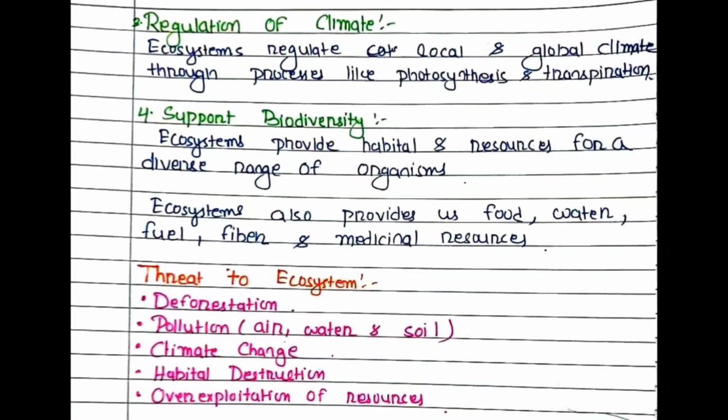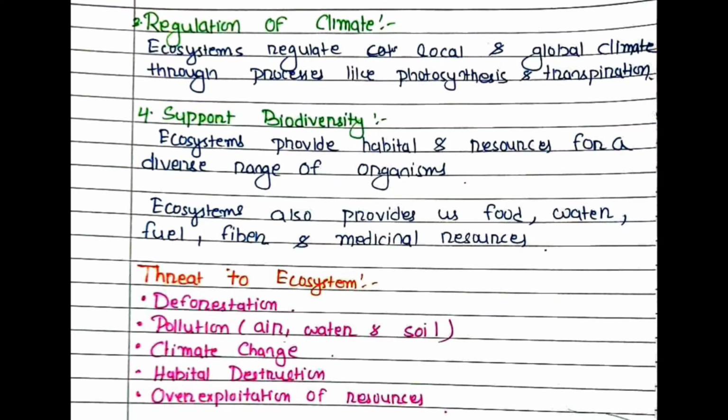Then the regulation of the climate. The ecosystems regulate the local and global climate through processes like photosynthesis or respiration, etc. We get the fresh air, the oxygen from the ecosystem, and greenhouse gases like carbon dioxide are eliminated by this ecosystem. Also, this ecosystem supports biodiversity.